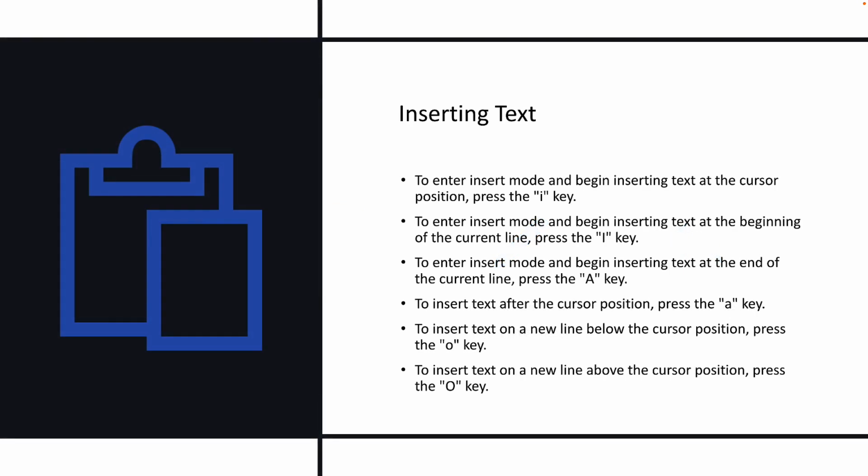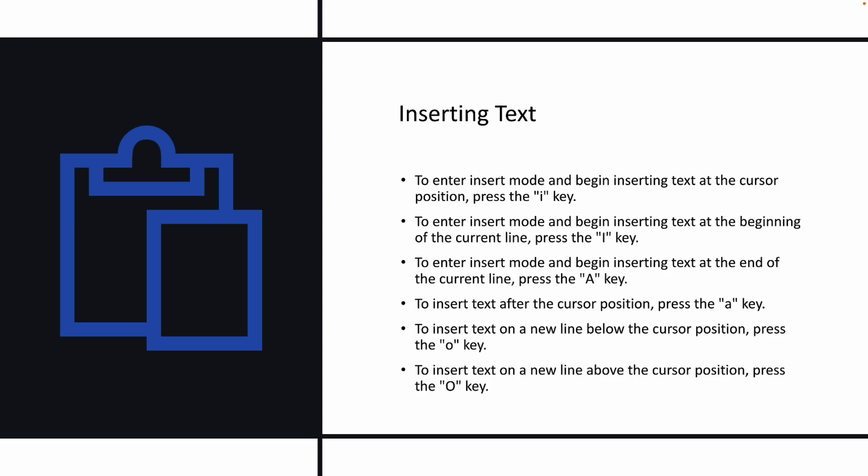First, we're going to take a look at inserting text. So to enter insert mode, begin inserting text at the cursor, press the I key. So remember, you're moving between different modes inside the Vim editor, and we're going to take a look at how you do that in detail on the screen in just a few minutes. To enter insert mode, begin inserting text at the beginning of the cursor line, press the capital I key. To enter insert mode and begin inserting text at the end of the line, you press the capital A key, and that's for append. To insert text after the cursor position, press the lowercase a key.